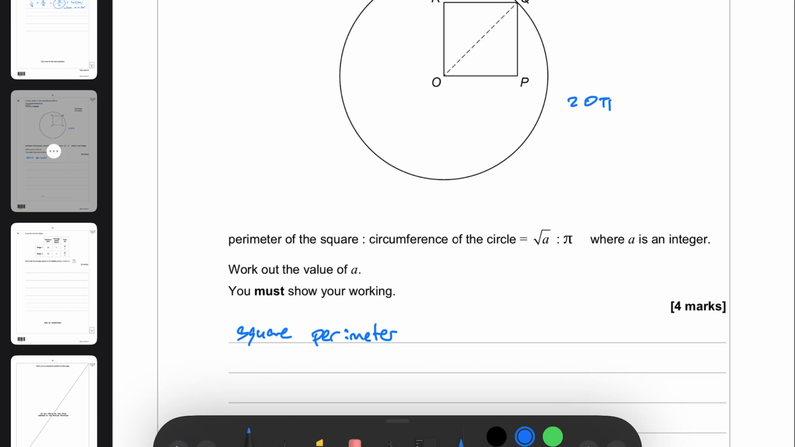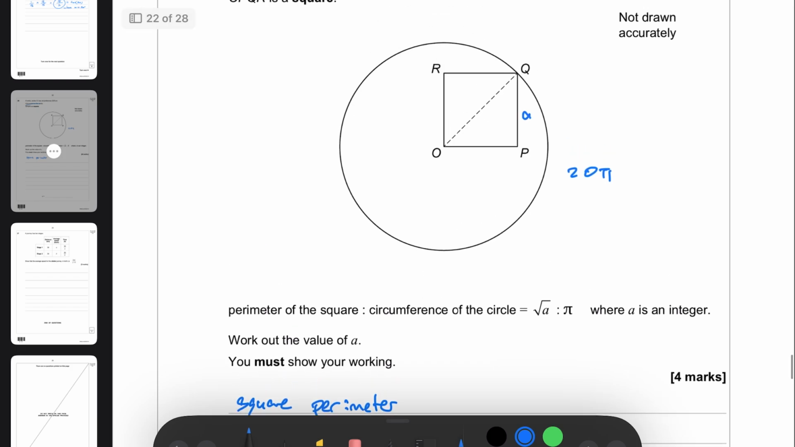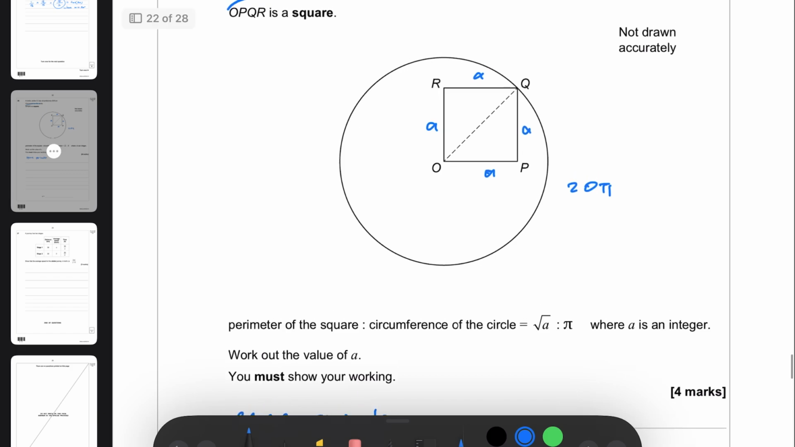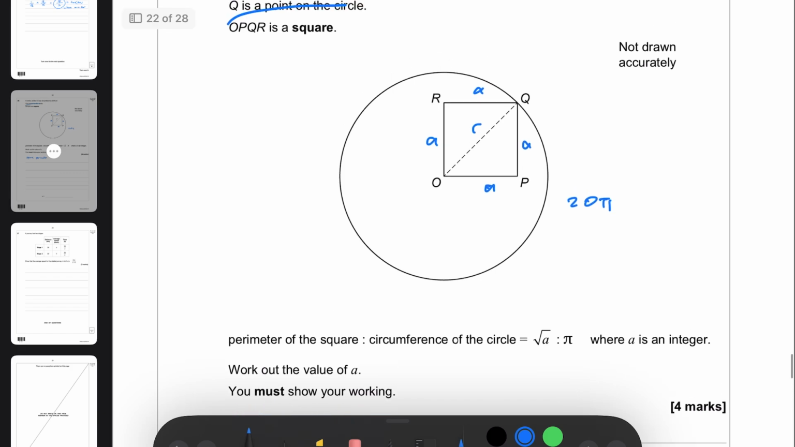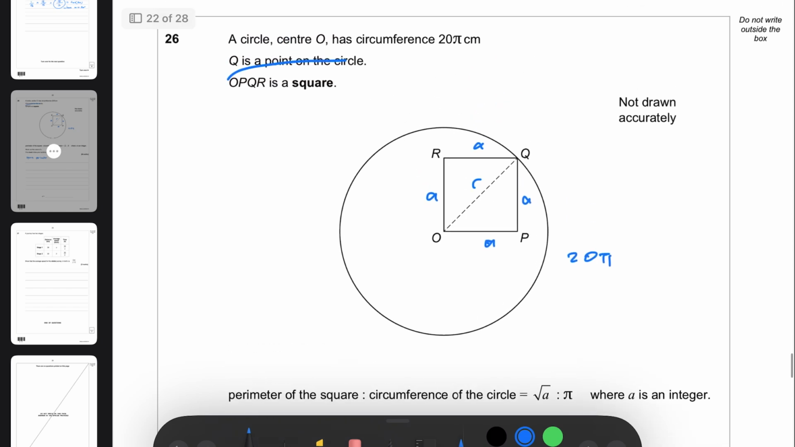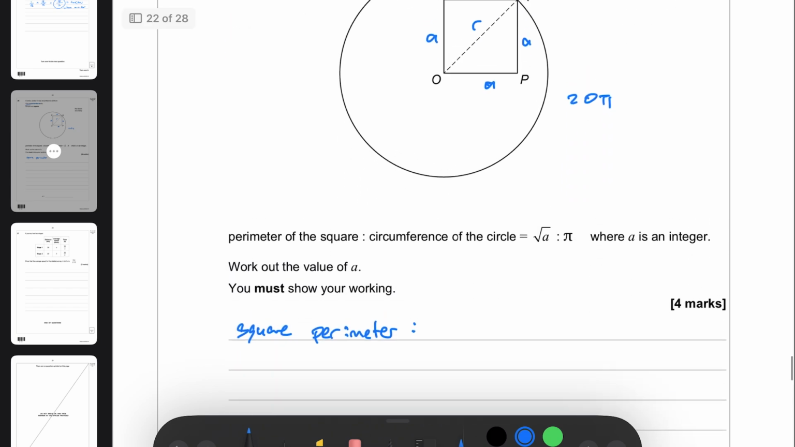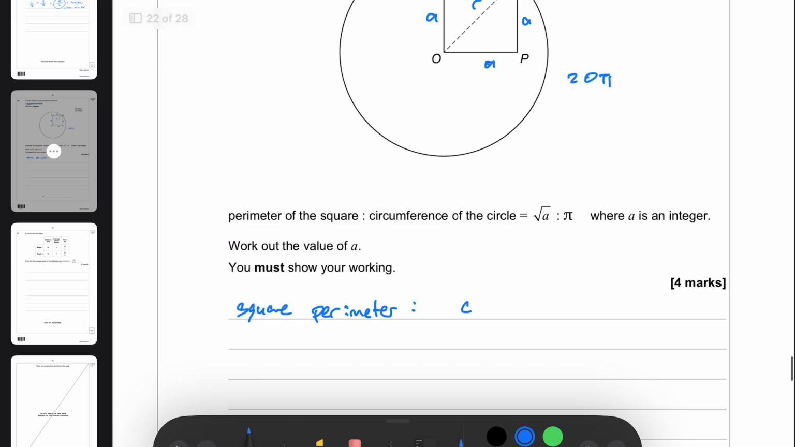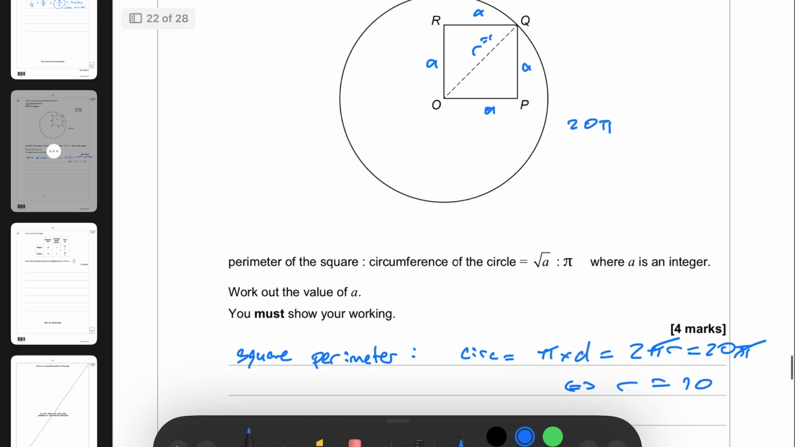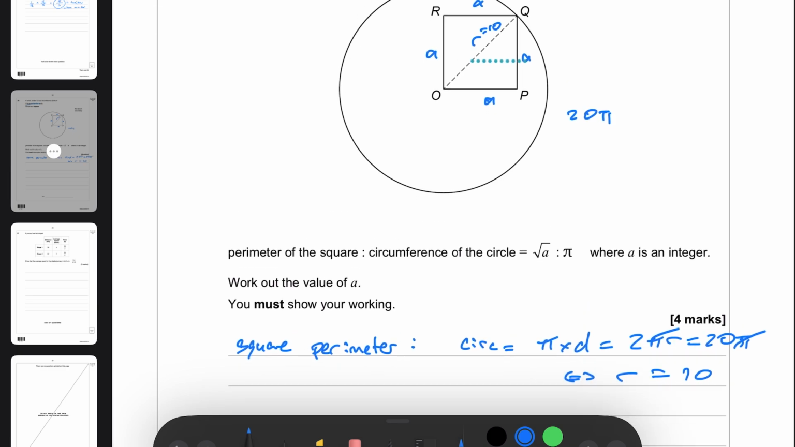Perimeter, right. How would this work? So we need to know this is A, this is A, this is A. And we can work out the radius. We know the circumference is 20 pi. So circumference equals pi times diameter, which equals 2 pi r, which is equal to 20 pi this time, which gives us that r is actually 10. So this r is equal to 10, and we can use Pythagoras to work out A now.